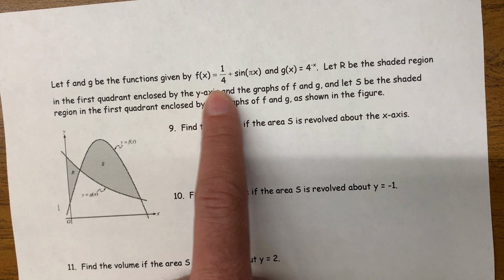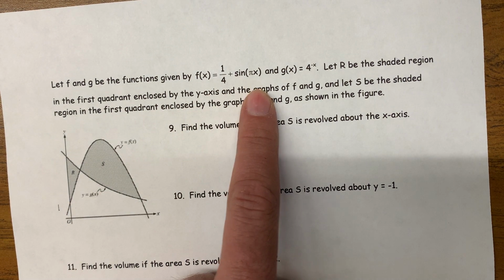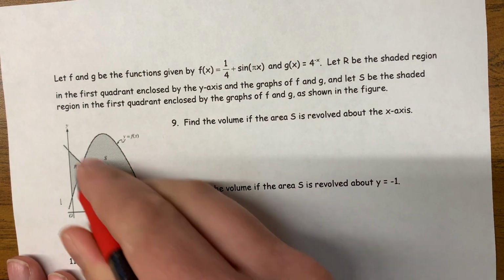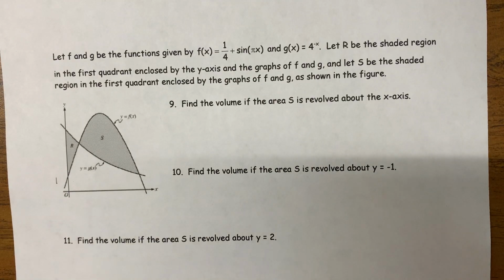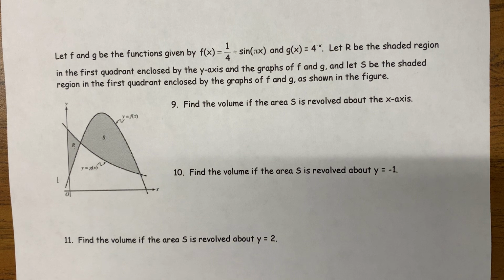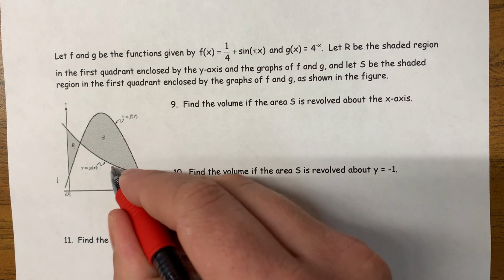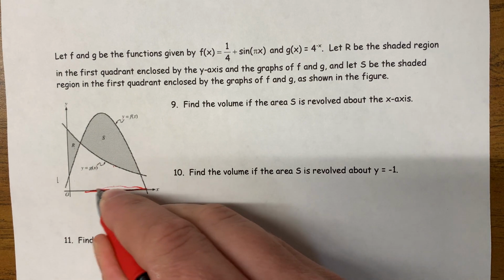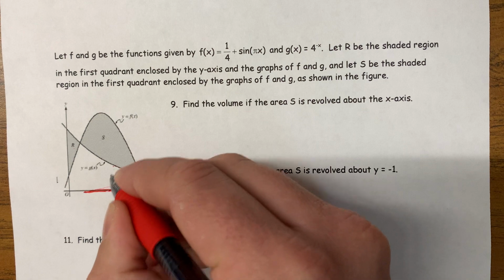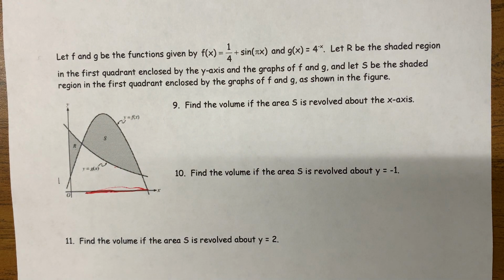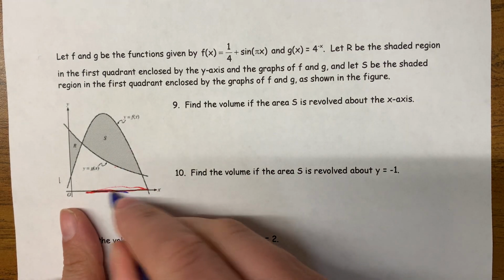F is 1/4 sine of pi x, and g is 4 to the negative x. So it labels them, that's nice. Sometimes it labels it, sometimes it doesn't. R is the shaded region here, S is the shaded region there. Find the volume if S is revolved around the x-axis. So here's the x-axis, this is the axis of rotation, and S is being revolved around it. Hopefully we can see there's a blank spot here, but go ahead and try this on your own. What is the volume?